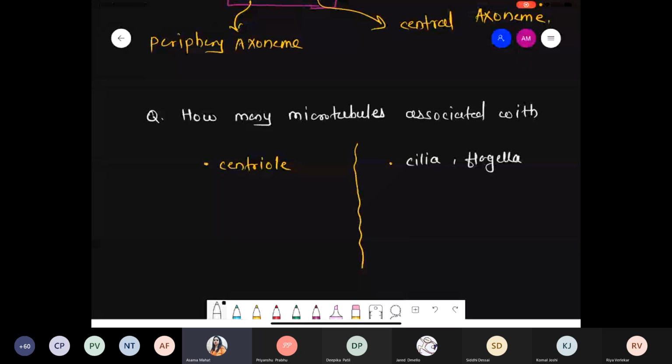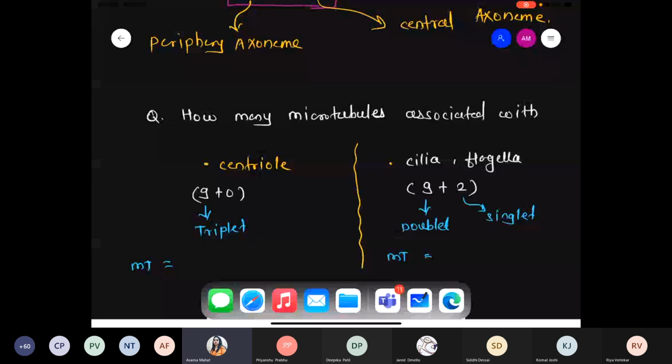Okay, I'm giving one hint. Earlier we saw the 9+0 arrangement, and now they are showing the 9+2 arrangement. In the 9+0, the 9 are present in a triplet. Now, in the 9+2, the 9 are present in a doublet form, and the 2 at the center are present in a singlet form, right? So now tell me the number of microtubules associated with the structure of the centriole and the structure of cilia and the flagella. Give me just 2 minutes, you can solve this question. I'll come back.